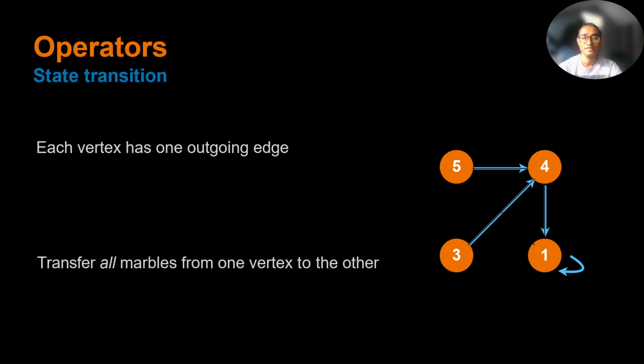What we see here is that each vertex now has an outgoing edge. That is, the aim for us is to transfer all marbles from one vertex to another. And there is one inbound loopy edge that is coming on the vertex holding one marble as depicted by number 1.